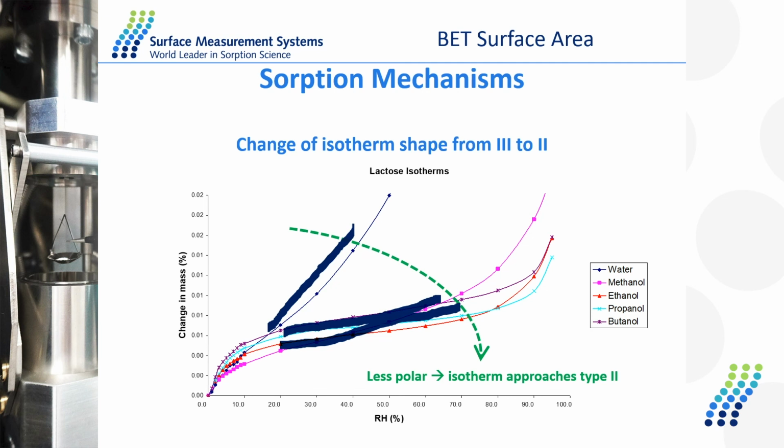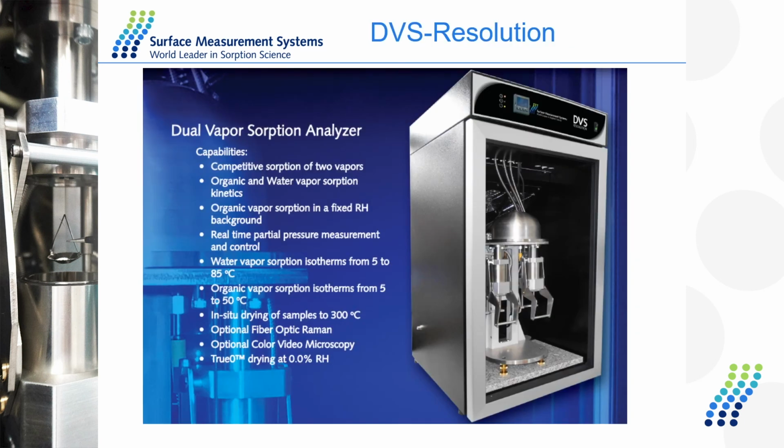So again, it's not due to the sample, it's not due to the solvent, it's due to the interaction between the solvent and the sample. So I've been talking about organic solvents for a while. All the data that I showed you so far were collected using our DVS Resolution. How do we measure organic solvent in a DVS Resolution?